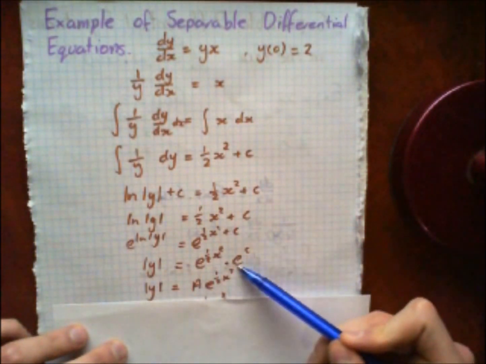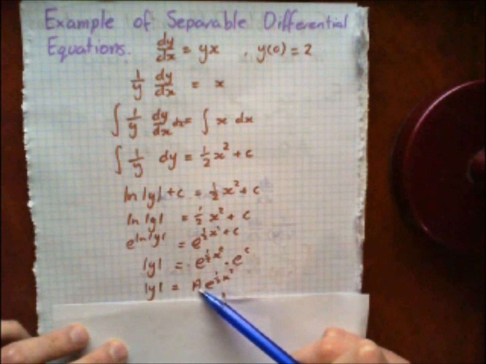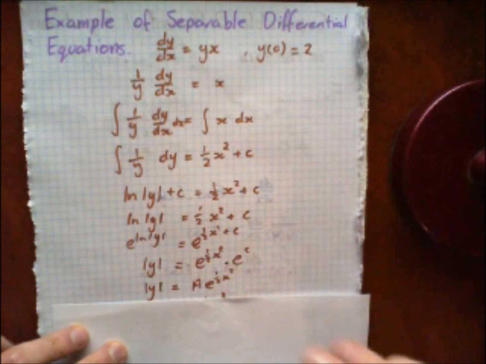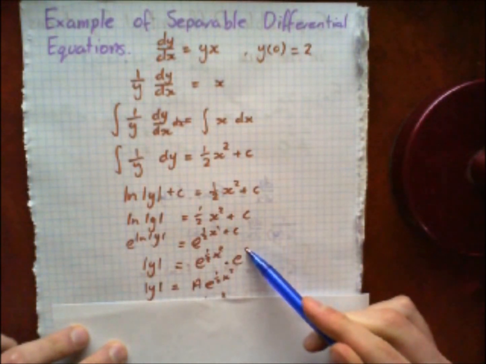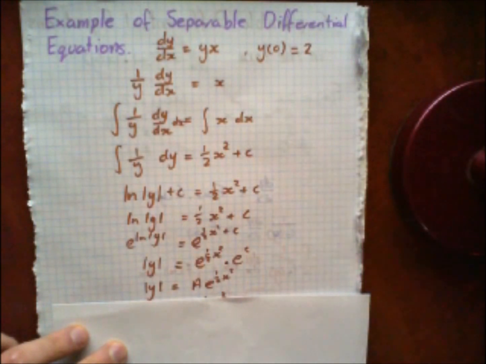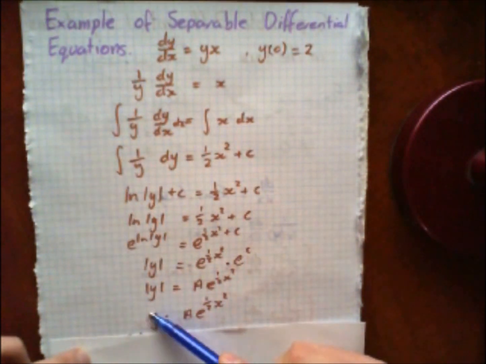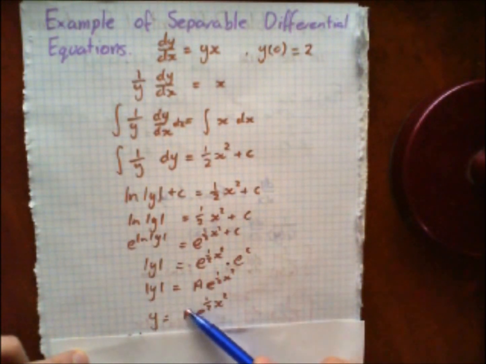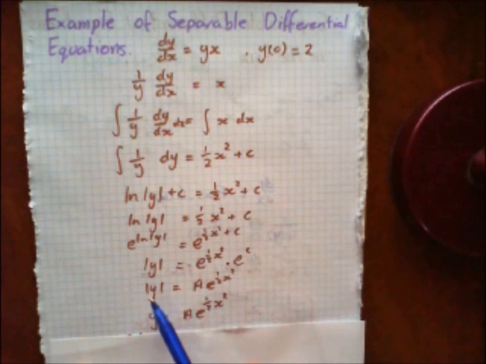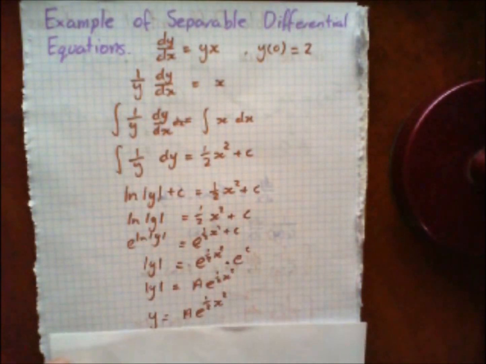Now we're going to write e to the power c as a new constant such as a, just to be a bit neater, because e to the power of any number is just going to be another number, as both of them are constants. After this, we're going to remove the modulus lines. Because this is any constant, it does not matter if it's positive or negative. We're going to find that out later, so we can just remove those.